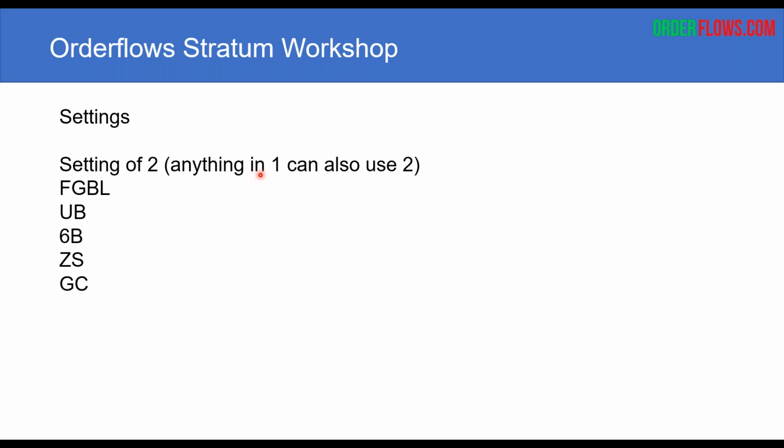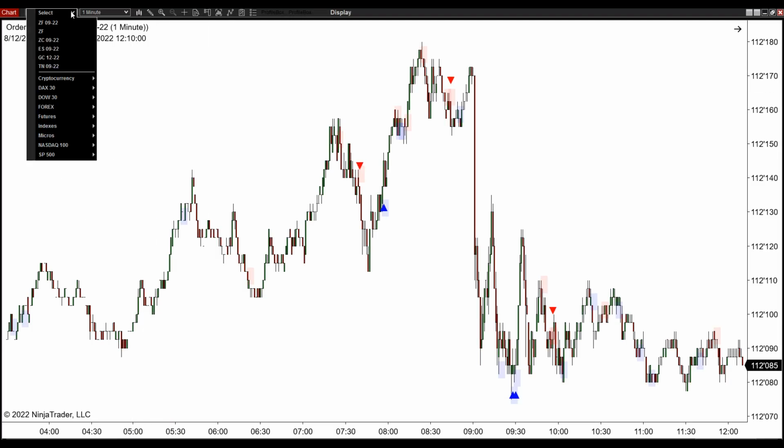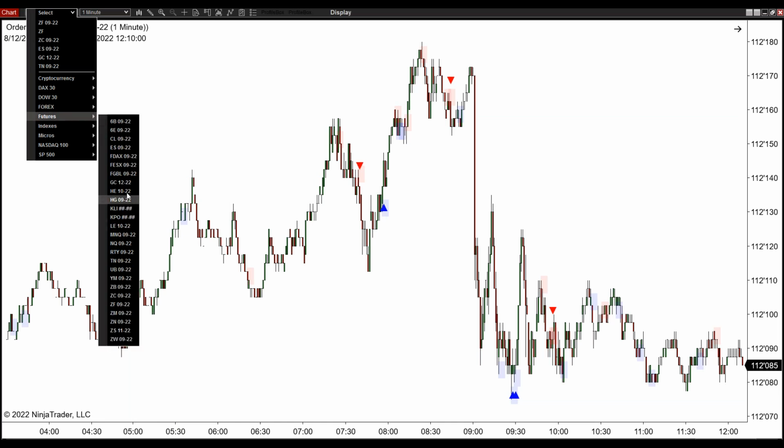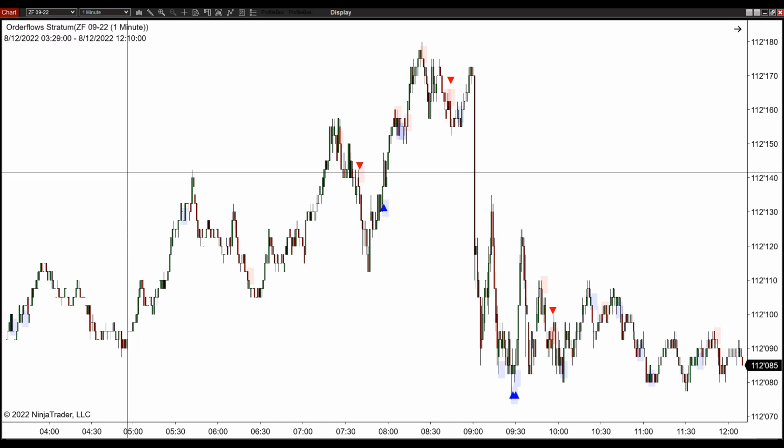The same thing would apply when you're going to a setting of 3, right? Some of these, like bunds, maybe you want to have not as many signals. So you're going to use a setting of 3, because as the magnitude level goes up, the less signals you're going to get. So let's go back to the charts here. Okay, so what did I say? Bunds, FGBL. Bunds is a terrific market to trade.